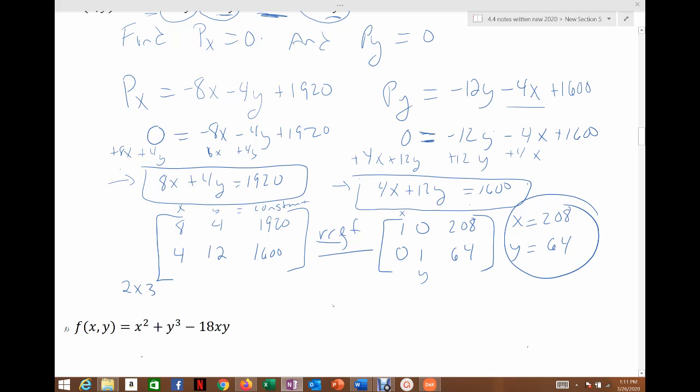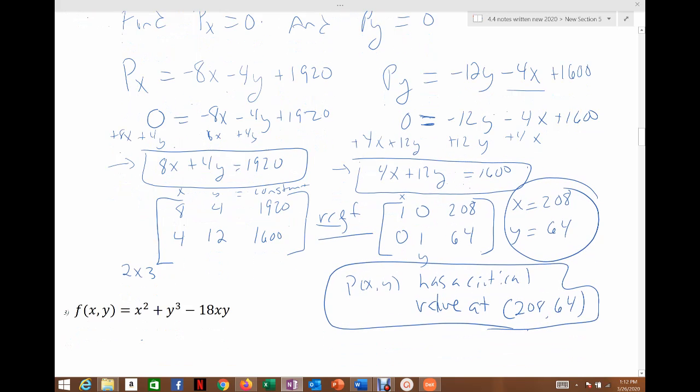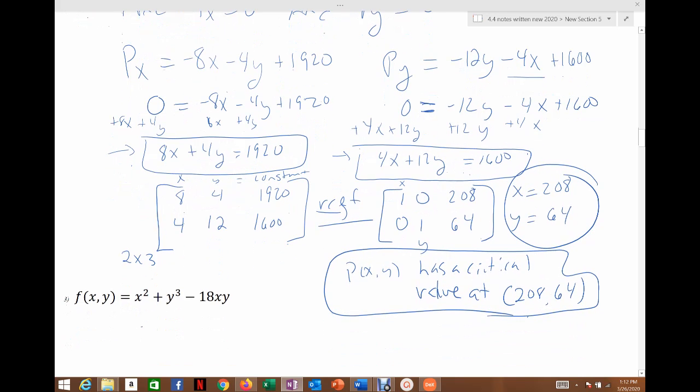And so this function, P of x, y, has a critical value at the point x is 208, y is 64, and then in the next section we'll figure out if that critical value for this function is a max or min. Alright, so that's an example of the matrix method. Hopefully you remember the technique from Math 120.